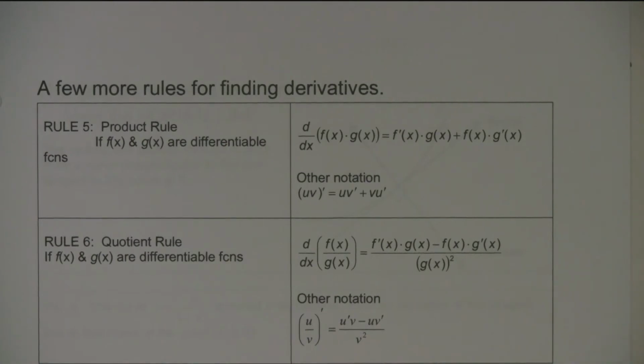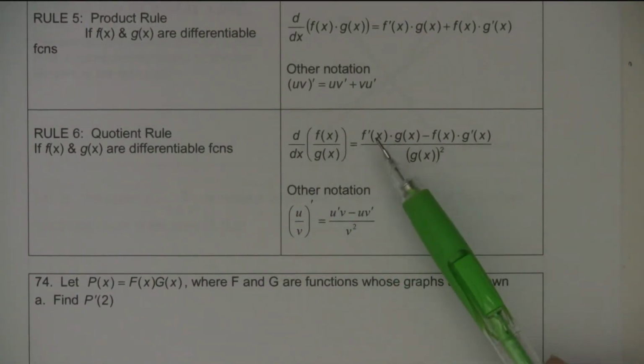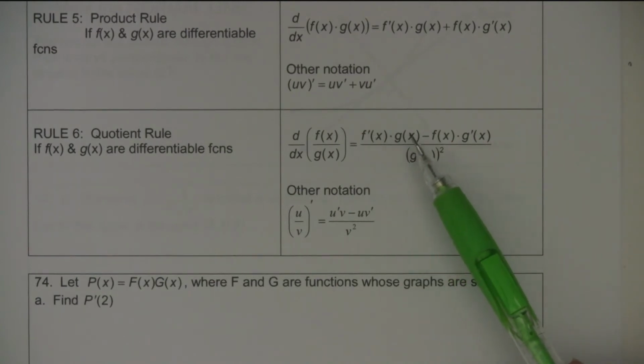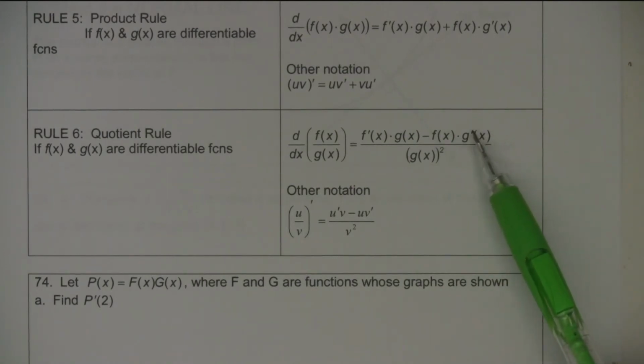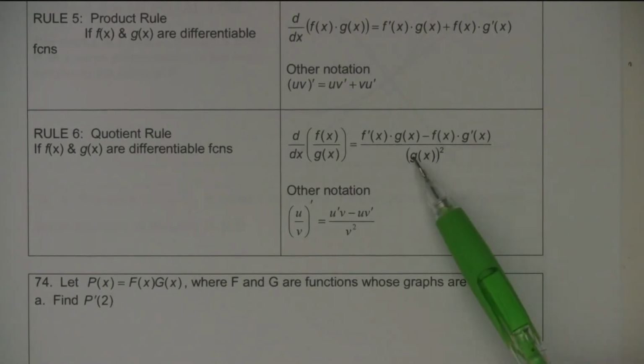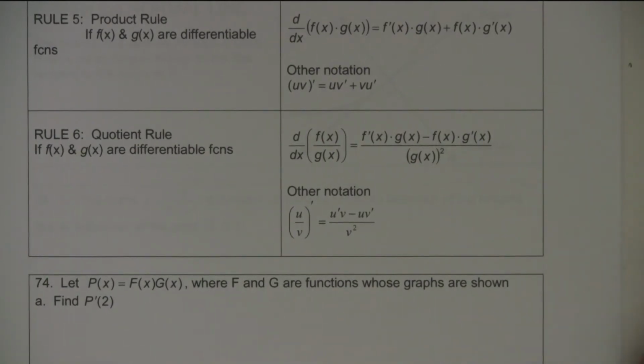And then the quotient rule. If you have something that looks like this, then you take the derivative of the numerator times the denominator, minus the derivative of the denominator times the numerator, over the denominator squared. And this is the notation with u's and v's. However you want to have it memorized, or however you do it, is fine with me.